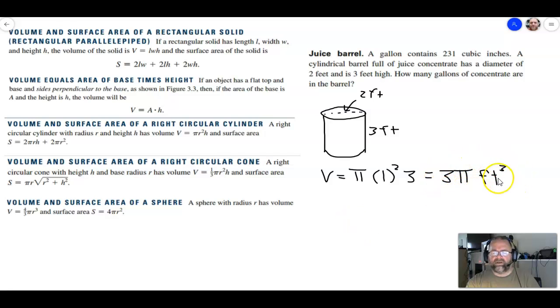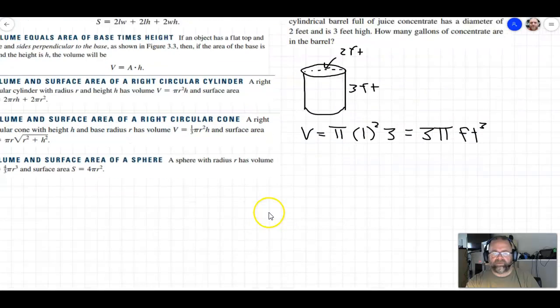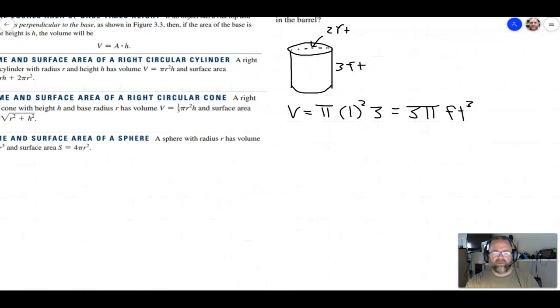So we do have the volume, but we have it in terms of feet cubed, and we need to get it in terms of gallons. So we're going to need to do some conversions here. So remember, we always start with our known amount. So 3 pi feet cubed. And the first one, we want to get rid of the feet cubed. So I'm going to try to convert that.